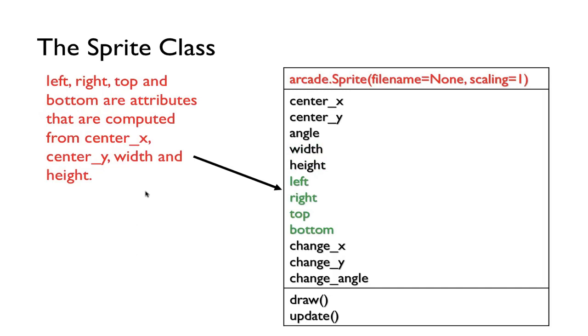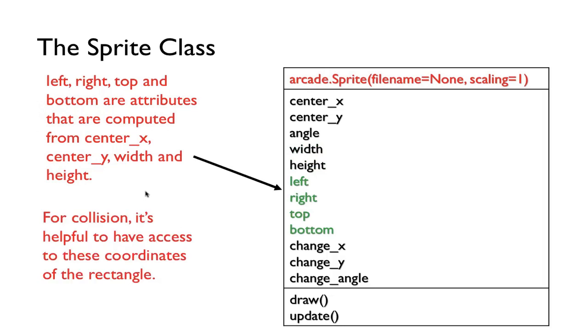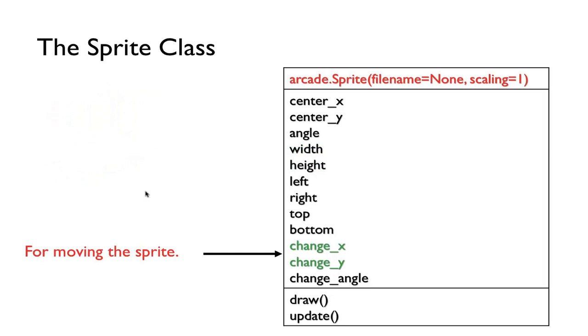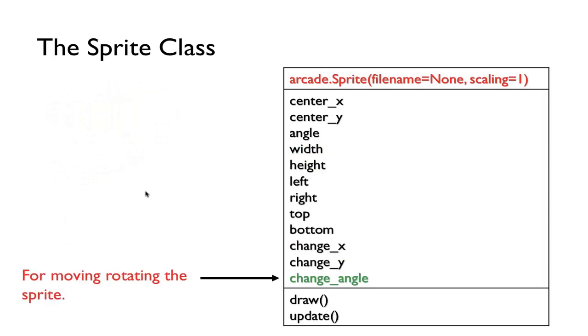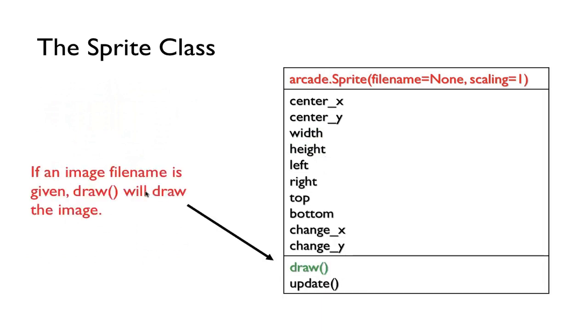Later, when we talk about collisions, left, right, top, and bottom are attributes that are computed from the center X and center Y using the width and the height. Like I said, it's useful for collision. Then change X and change Y will help us move the sprite. Change X is the velocity in the X direction, change Y the velocity in the Y direction. And change angle tells you how to rotate the sprite. Later we'll talk about the draw and the update methods that allow us to work with change X, change Y, and change angle.